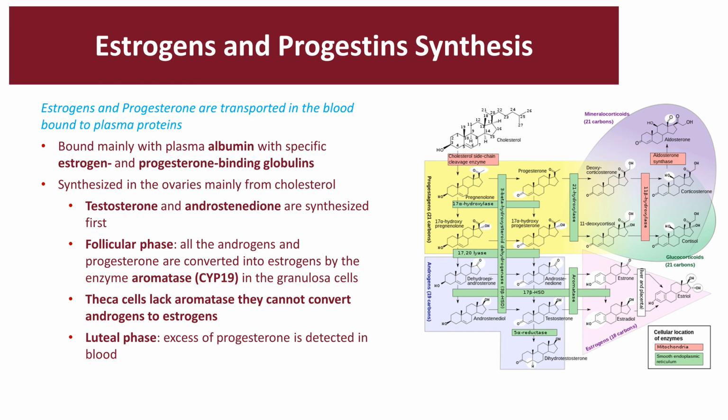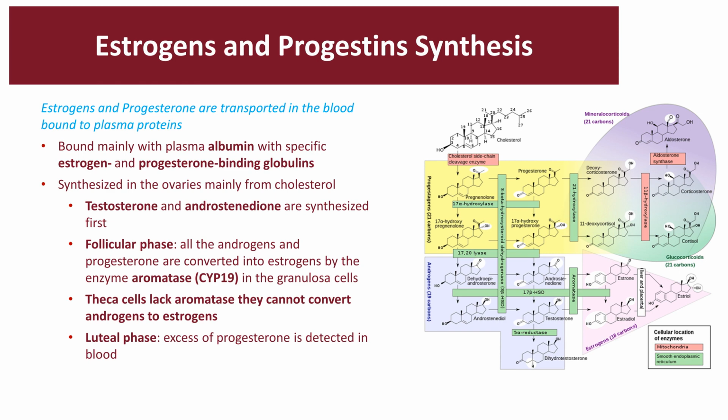This enzyme is also referred to as CYP19, located inside the majority of the granulosa cells. Theca cells, however, lack aromatase, so they cannot convert androgens to estrogens. They make the androgens that will be given to the granulosa cells to make the estrogen. During the luteal phase, this is where the excess higher amount of progesterone is detected in the blood.